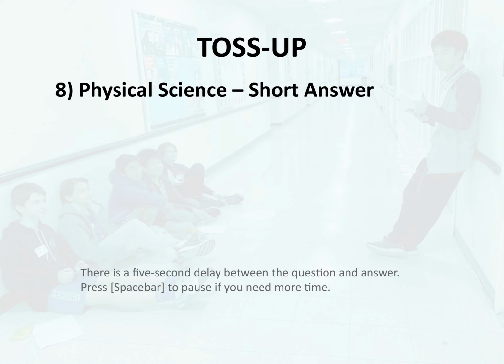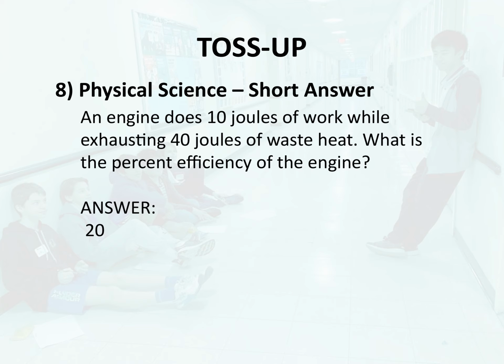Toss-up 8. Physical science, short answer. An engine does 10 joules of work while exhausting 40 joules of waste heat. What is the percent efficiency of the engine? Answer: 20.